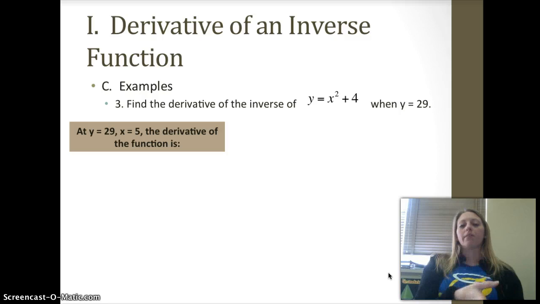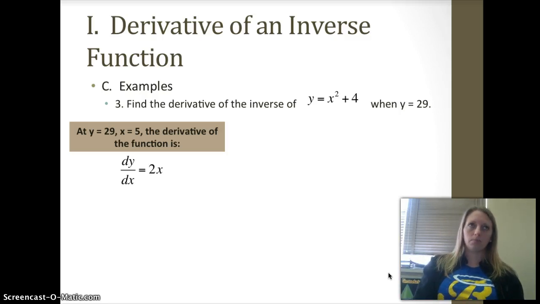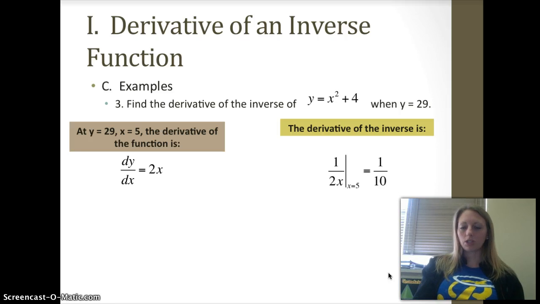What is the derivative of the function? Well, use power rule again. You get 2x. Y prime is 2x. With that, remember you flip it and plug it in the formula. So you're going to have 1 over 2x at x equals 5, and then solve for it, which is 1 over 10.